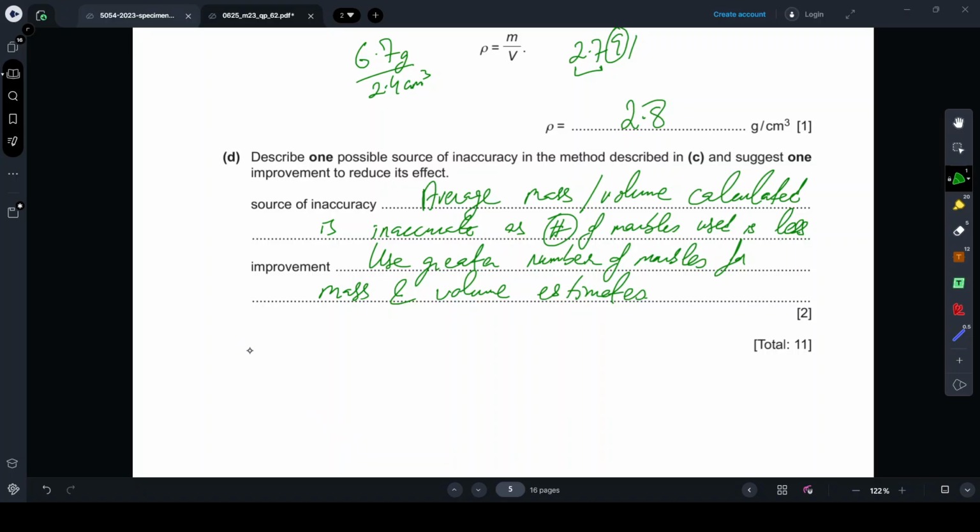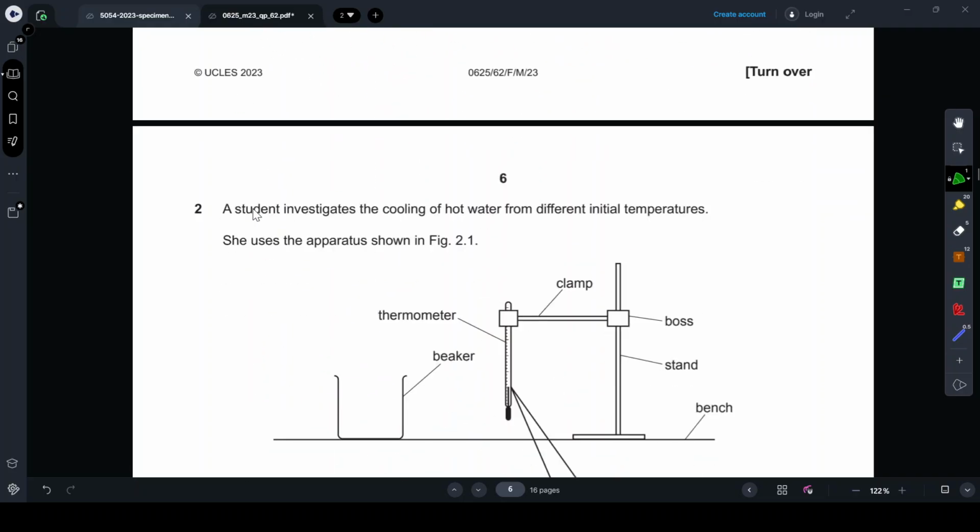Another thing that's mentioned in the mark scheme is that the graduation of the measuring cylinder is too large, right? So maybe they used too large a measuring cylinder. Instead of using maybe 100 cm cube, they could use a smaller 50 cm cube measuring cylinder. And with that, you put in the marbles, and so perhaps you're going to get better results. All right, moving on.